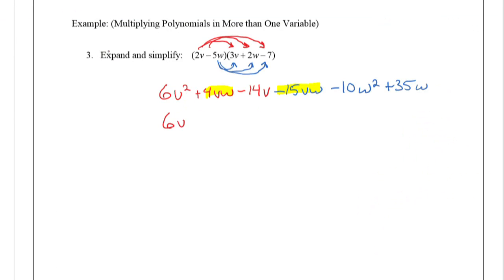What I'm going to do is this. I'm going to go 6v squared. I'm just going to rewrite it. Let's go minus 10w squared. So start with my biggest exponents. And then my vw comes next. So positive 4 minus 15, combining the ones in the highlighting, gives me negative 11. Negative 11 vw. What do I have left? I have negative 14v and 35w.